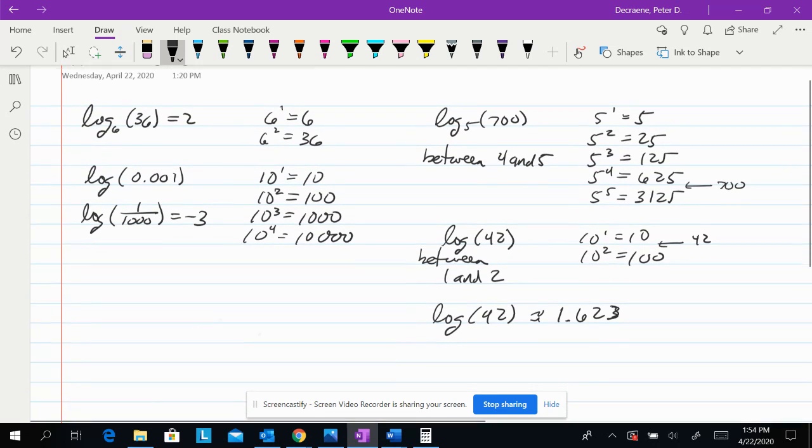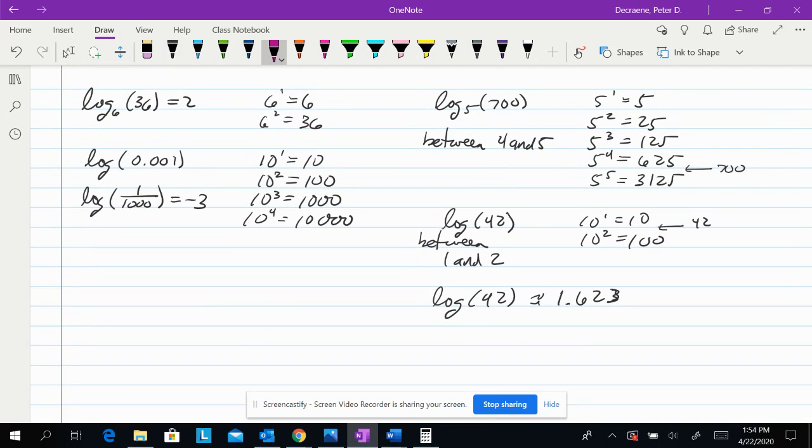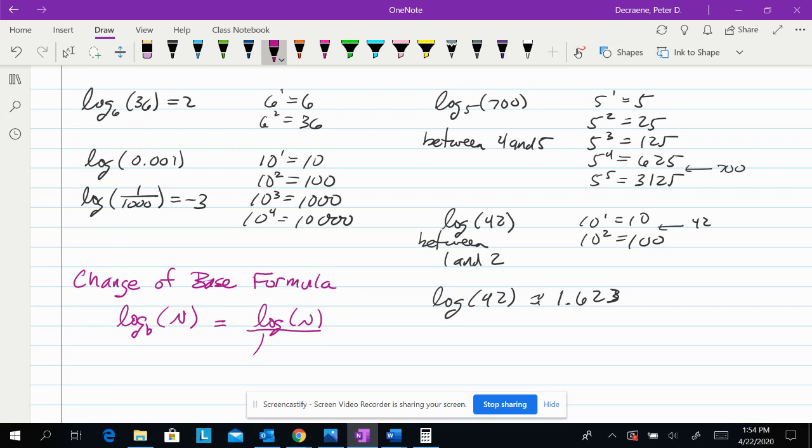But here's the idea about how to change a base. Let's talk about the change of base formula. And I encourage you to write this one down. The change of base formula says log base b of some number n, and it doesn't matter what the base is and what the number is, you can rewrite this as log of n. Notice there's no base there, so that's base 10. Log of n divided by log of b. And that we can do on the calculator.